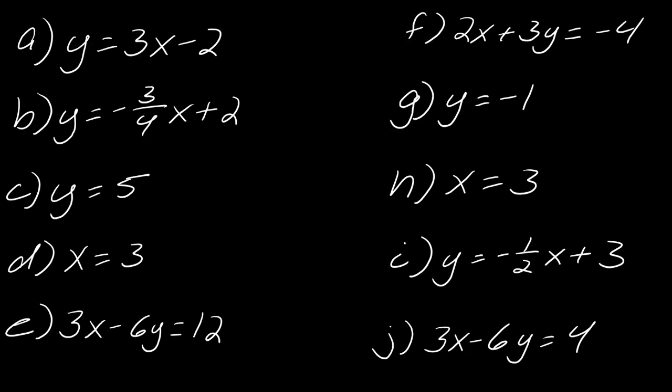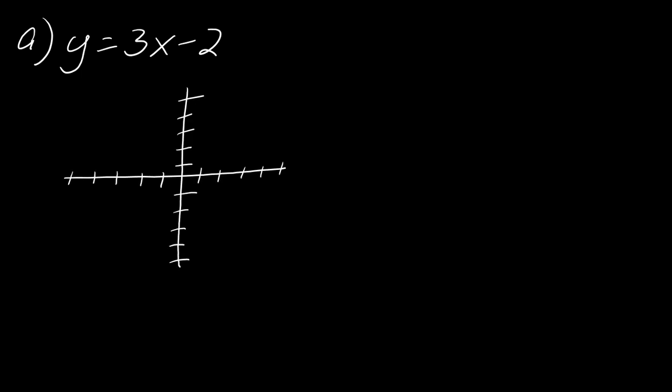Okay, so let's just go ahead and jump right into all of these. For this first one, this one is in slope-intercept form. And so we really want to just identify what the y-intercept is. My y-intercept is the freestanding number, so that would be this -2. So I go onto the y-axis, here's 0, I go down 1, 2. And then my slope is whatever is attached to the x. So my slope is 3.